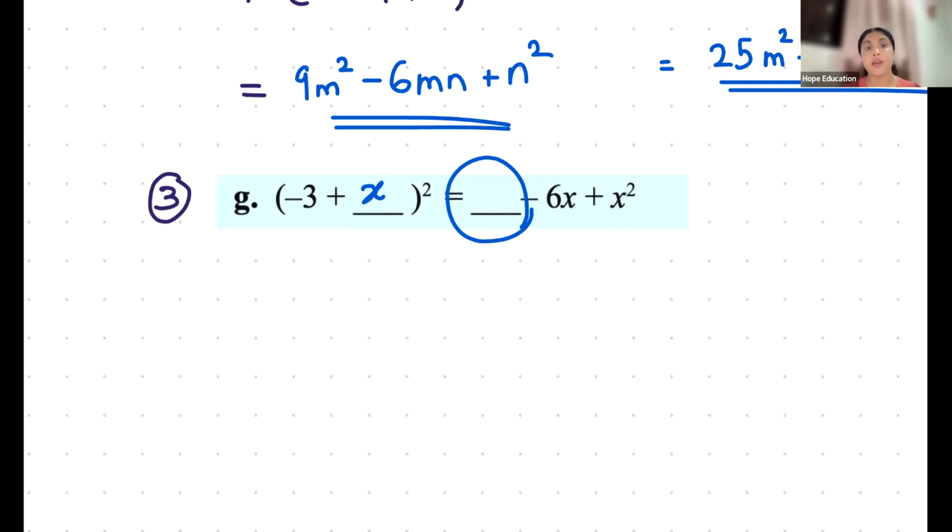Good. Why? Whatever the term that comes here is the square of the first term. First term is minus 3. So minus 3 times minus 3. 3 times 3 is 9. Minus times minus is plus. So the answer is 9. Very good. Let me get H also.